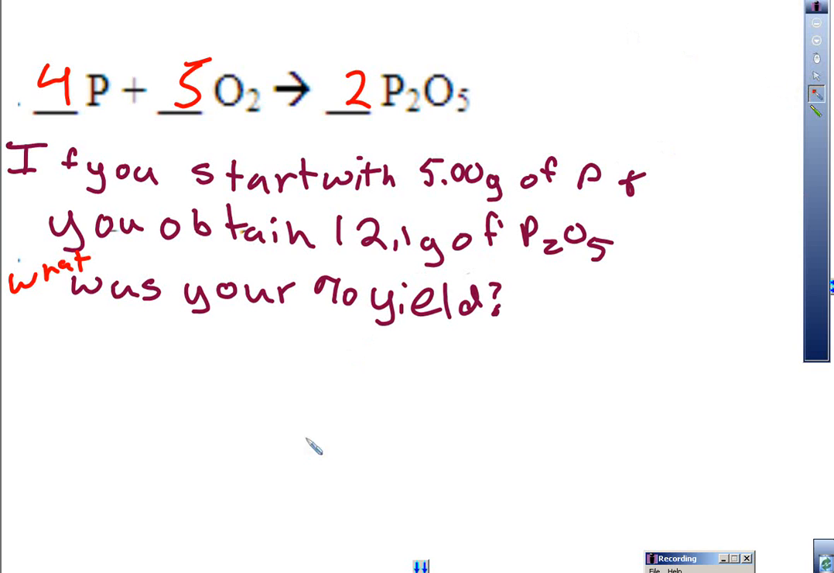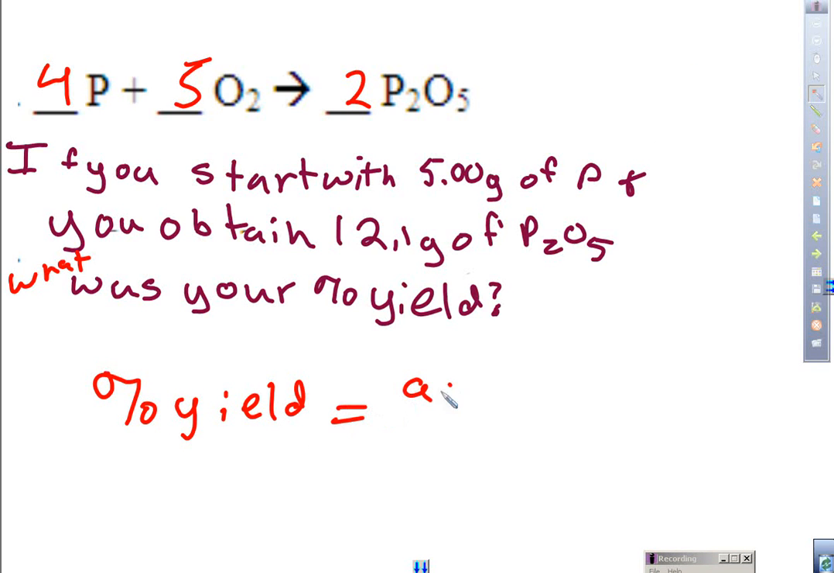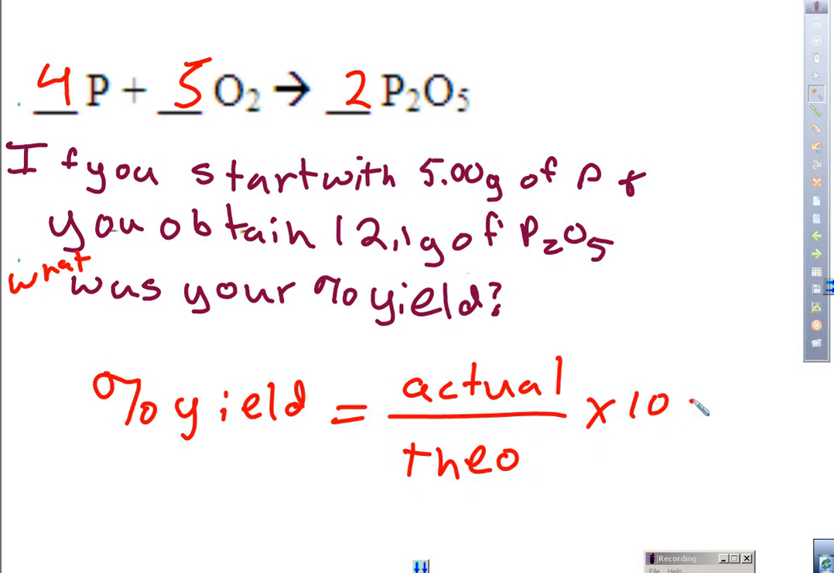Okay, so here's what we're going to talk about today. It's going to be percent yield. Okay, now the formula for percent yield equals the actual divided by the theoretical times 100%.